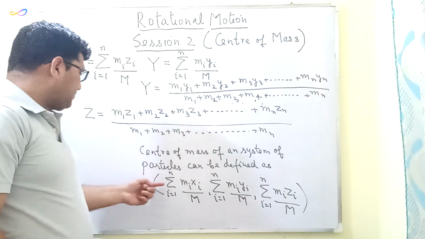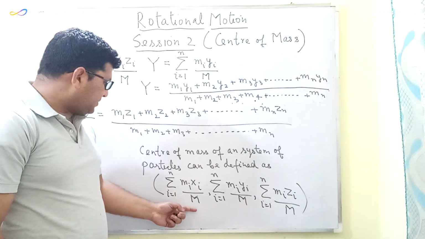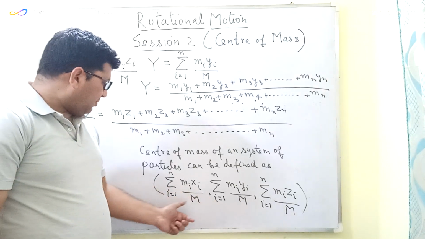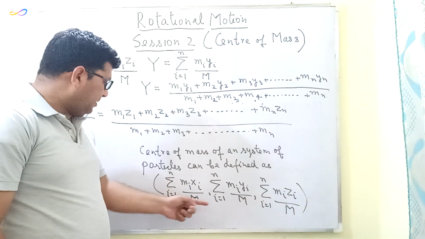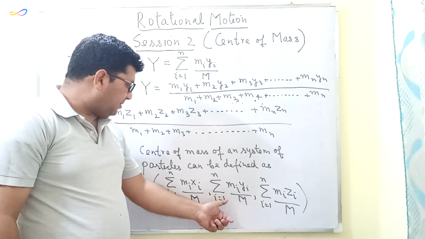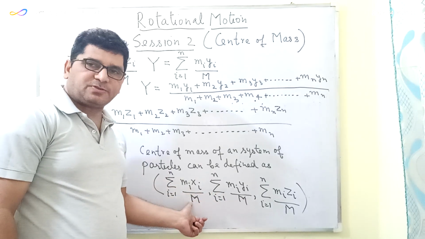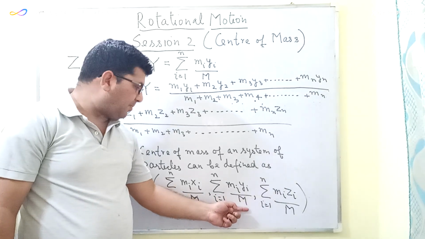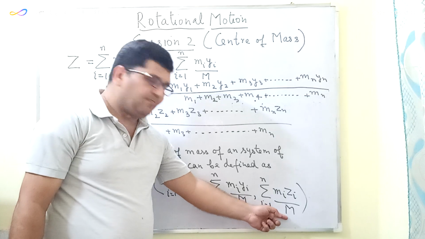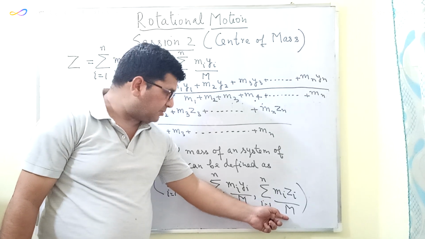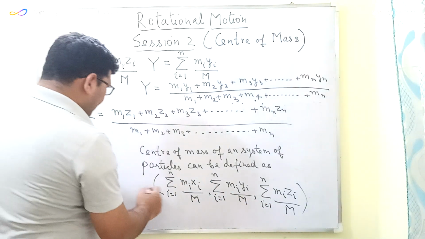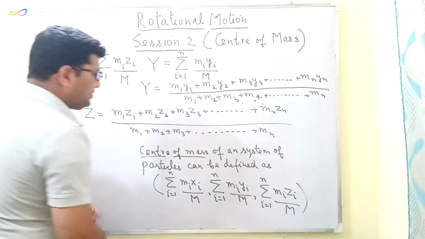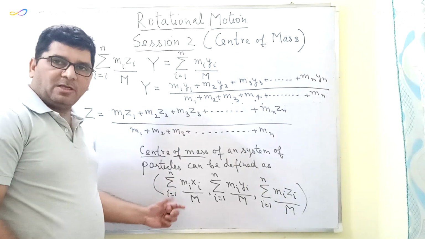So the center of mass of a system of particles can now be defined by this summation, mi xi upon m, with i from 1 to n. This is the center of mass along the x-axis, this is along the y-axis, and this is along the z-axis. In this way, we can find the center of mass of a system of particles along the three coordinates.